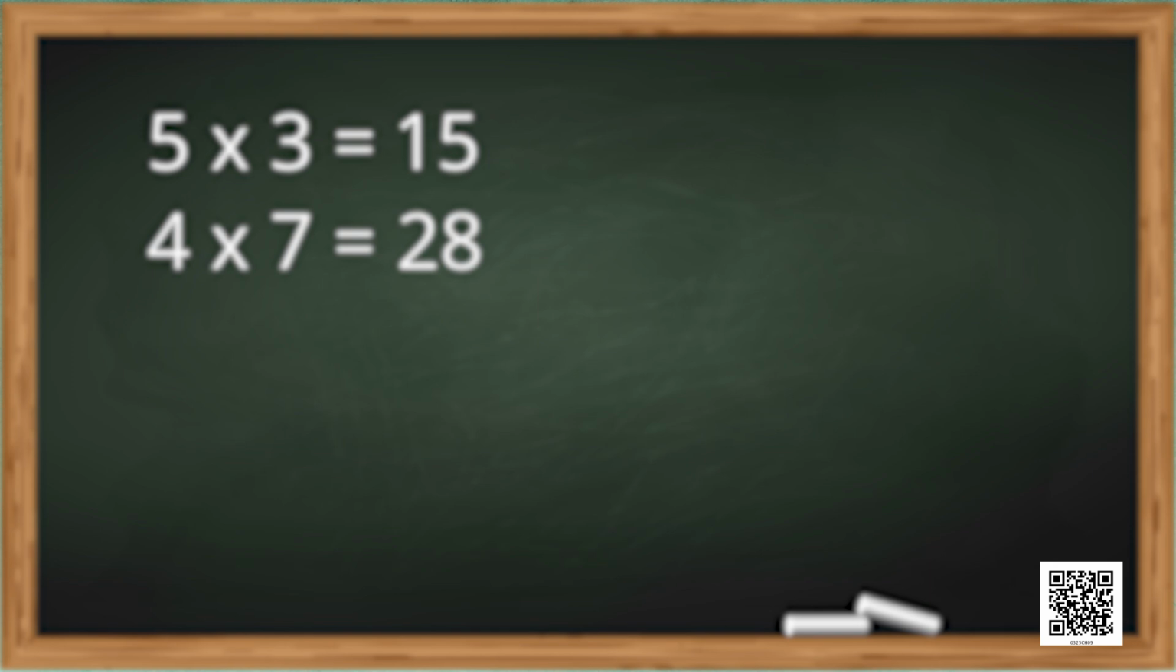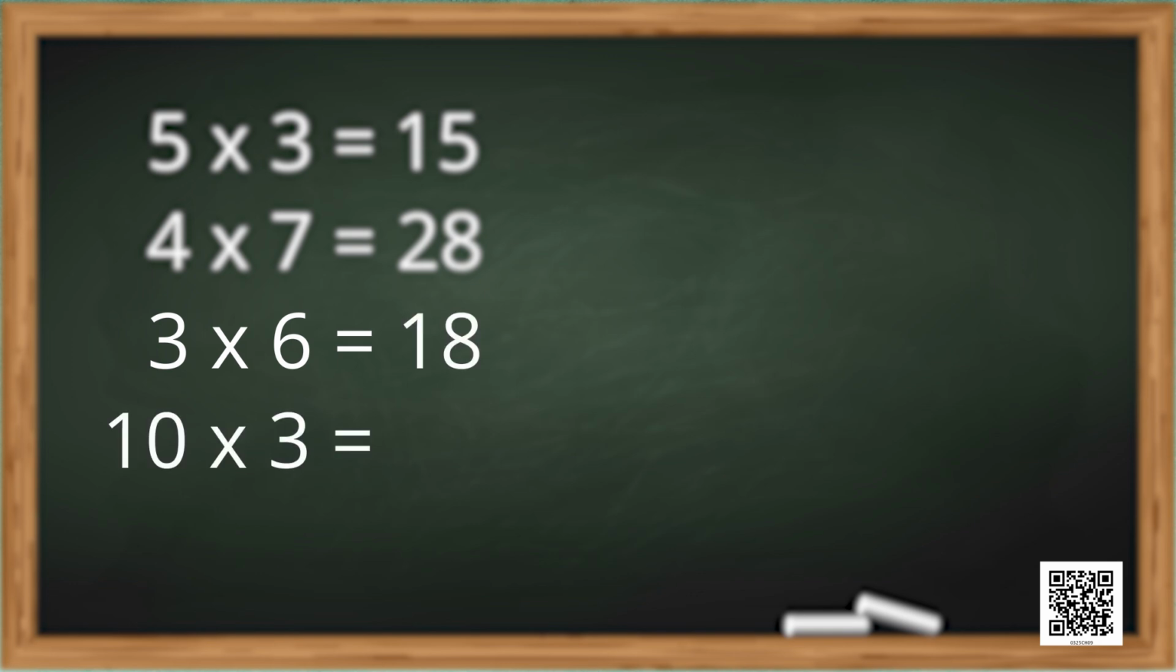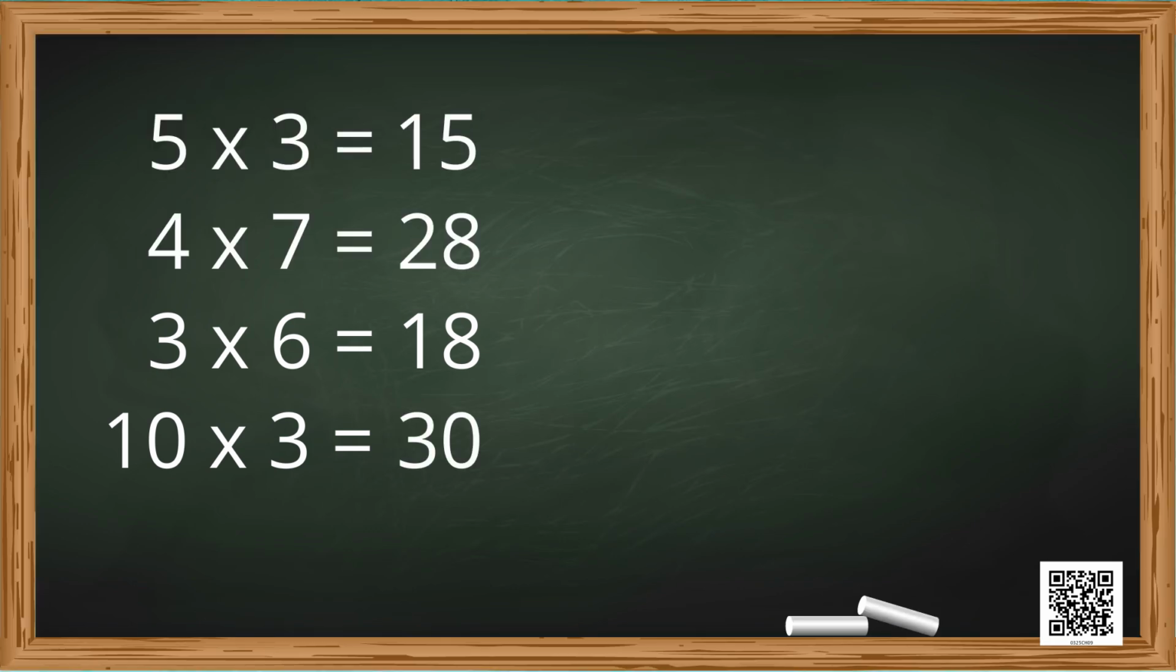Next is 3 multiplied by 6. Again think the answer of this problem. Yes, 3 multiplied by 6 is equal to 18. Now comes 10 multiplied by 3. What is it equal to, children? Yes, 10 threes are 30. So 10 multiplied by 3 is equal to 30.